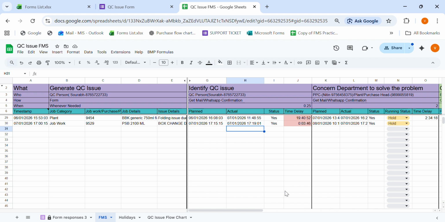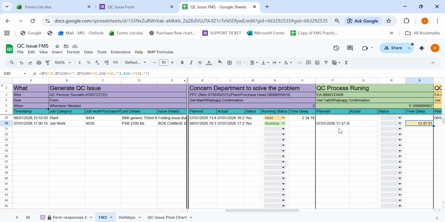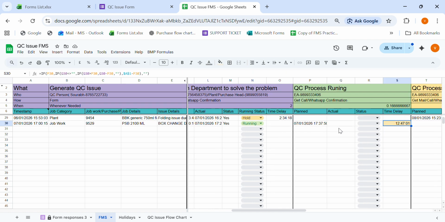The second step is going to the concerned department, which takes action in three types. The first action is the running action. In the running action, QC solves the issue within 2 hours. And the running status goes to the next step. Here we enter the running status as yes, then the issue is completed; if no, it goes to the further step.